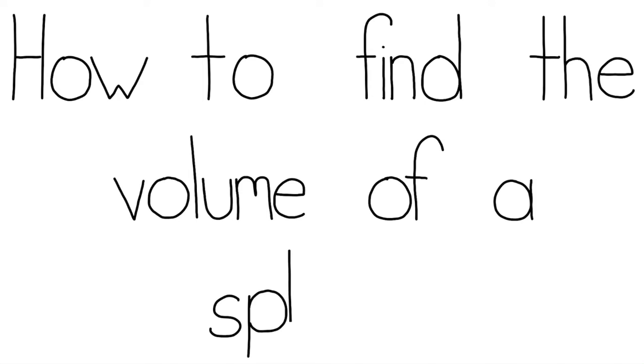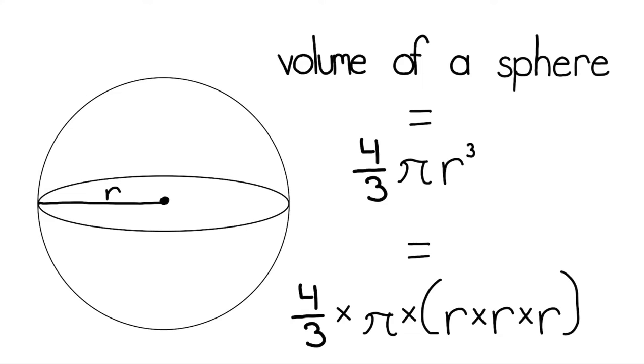Hello everybody, today we're going to learn how to find the volume of a sphere. So here you see we have the formula written out for us: 4 over 3 times pi times the radius cubed. This being the radius of the sphere, right? Which could also be interpreted as 4 over 3 times pi times radius times the radius times the radius. Right here.